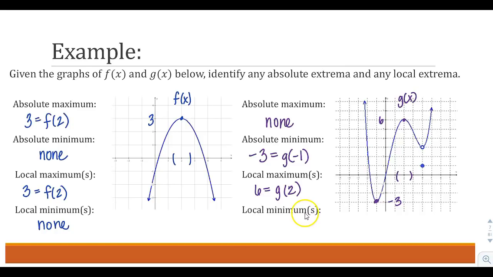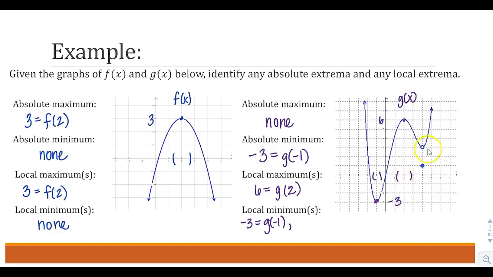And for local minimum, or minimums, there are actually 2. Around an interval around negative 1, I would have a smallest y value of negative 3. So negative 3 is a local minimum, which occurs at g of negative 1, as we said. But there's another local minimum that occurs.